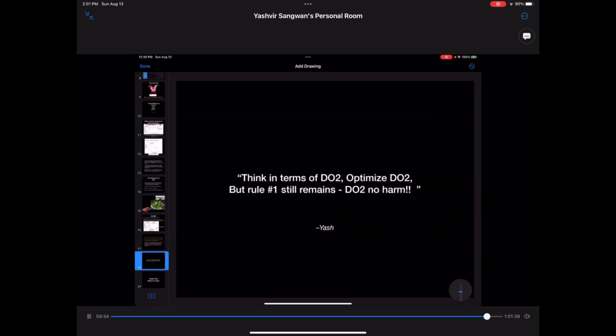So in the end, think in terms of DO2. If you want to be critical care, think in terms of DO2. Optimize DO2 for the patient. Rule number one, Hippocrates: DO2 no harm.